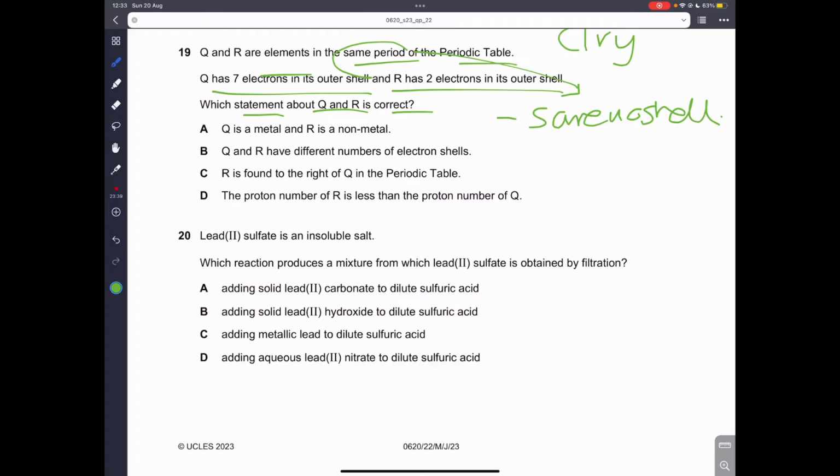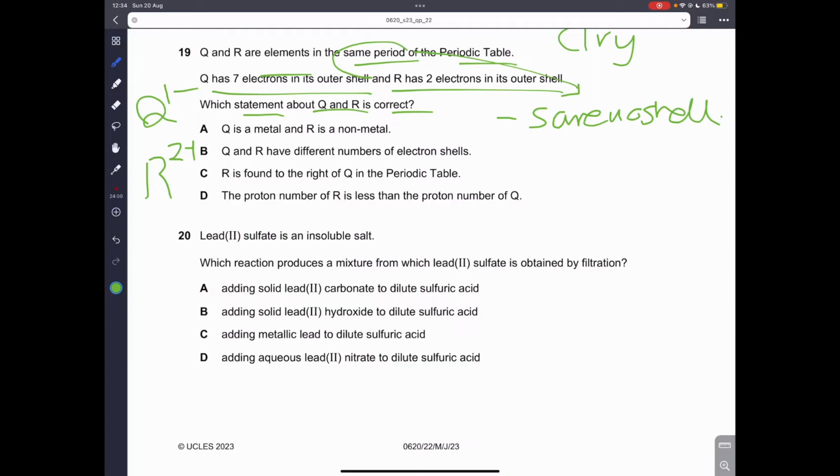Q has 7 electrons in its outer shell and R has 2. So Q is going to form a negative ion of 1 minus and R is going to form 2 plus because it's going to lose 2 electrons in its outer shell. Now which statement about Q and R is correct?